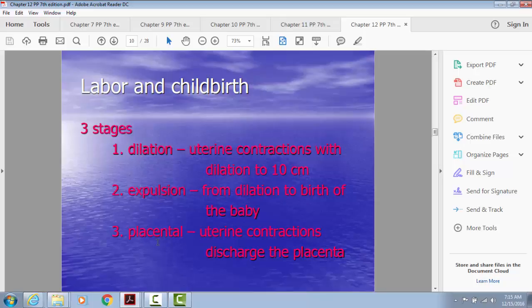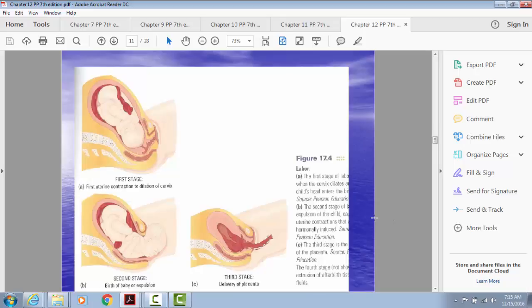And then the placental delivery is the last stage, where the uterine contractions discharge the placenta, or the sac that has been around the baby during the time that it was developing. Oh, and then I put in here first stage, the second stage, and then the third stage.